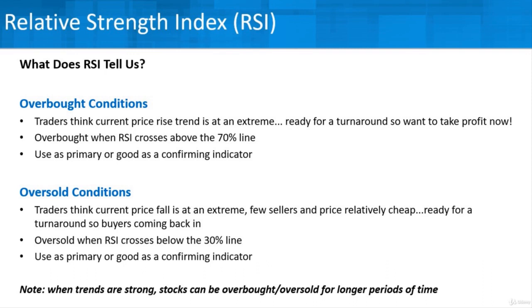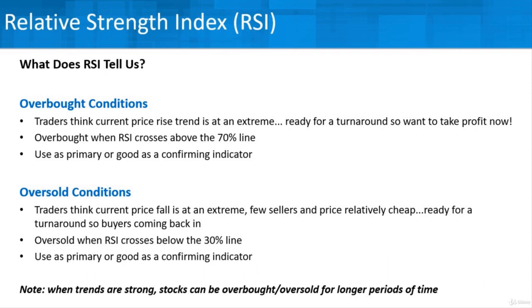So with the RSI, a security would be oversold when the RSI crosses below the 30% line. So above the 70% line, overbought. Below the 30% line is oversold. Again, you can use that as a primary, or it's also actually very good as a confirming indicator.